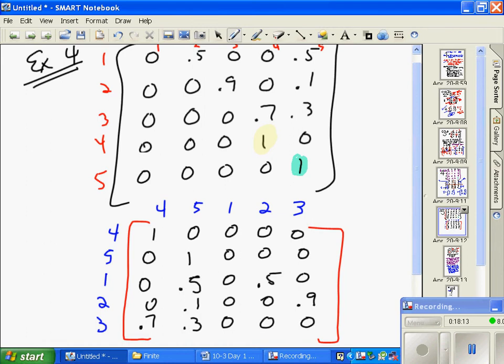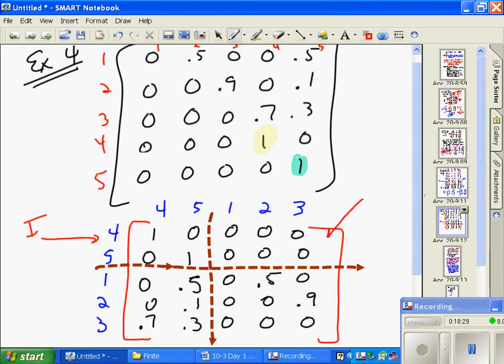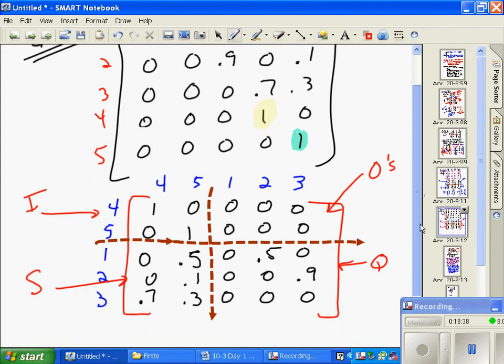Now, to divide it up, I'm going to get my little fancy dotted line here. I'm going to look for the identity matrix in the upper left-hand corner. It appears to be a 2 by 2. So there it is divided. This is my identity matrix in the upper left-hand corner, upper right-hand corner I get all zeros. Lower left-hand corner will be my S matrix. Lower right-hand corner is my Q matrix.